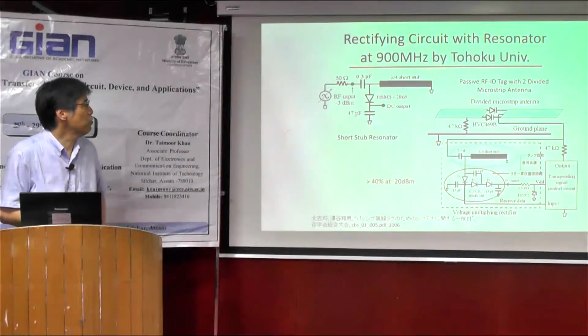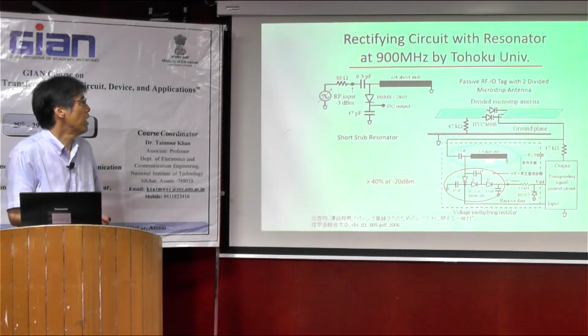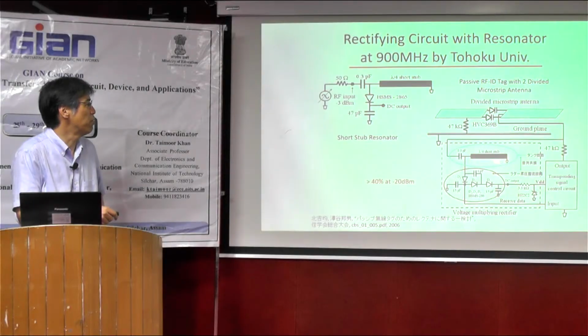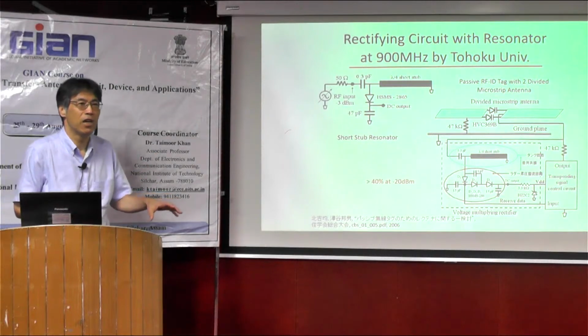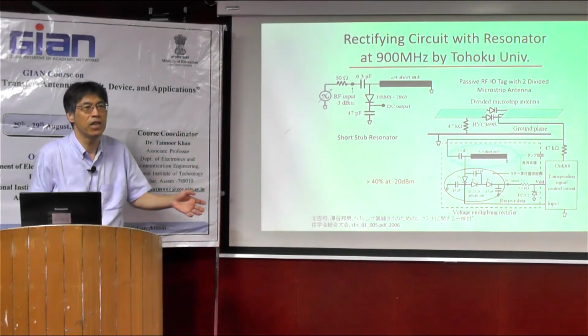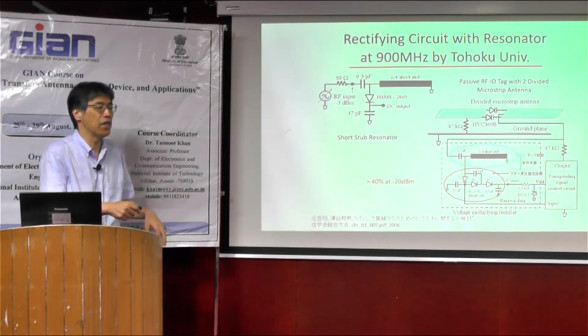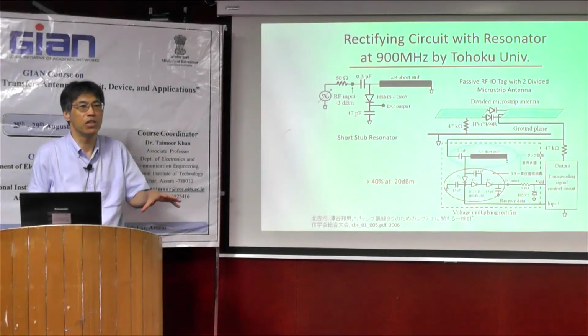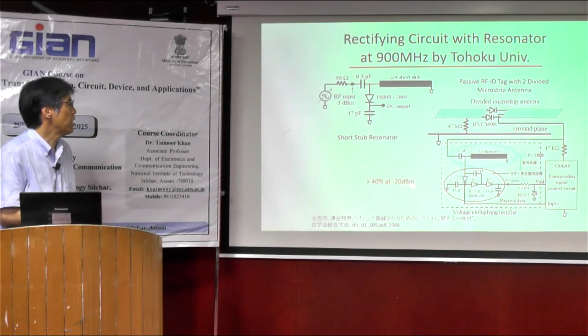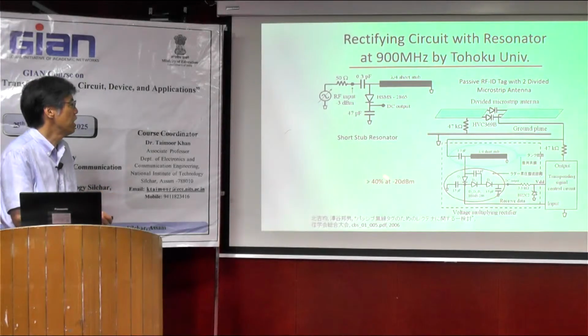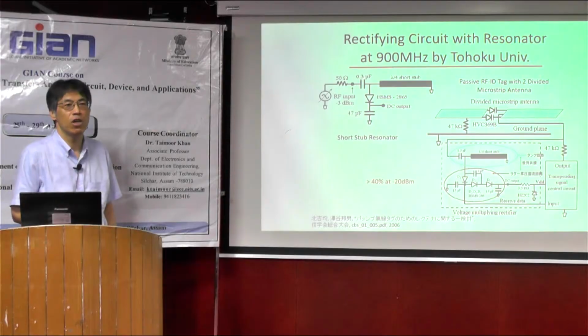And to directly increase the voltage at the diode, some groups add a resonator itself. For example, they add a quarter-length short stub resonator here. As you know, if we add the resonator, impedance becomes 0 or infinity, and hopefully we can increase the impedance around here by the resonator, and we can increase the voltage. So in this case, at minus 20 dBm, about 10 microwatt input at the UHF frequency, they reach over 40% efficiency.